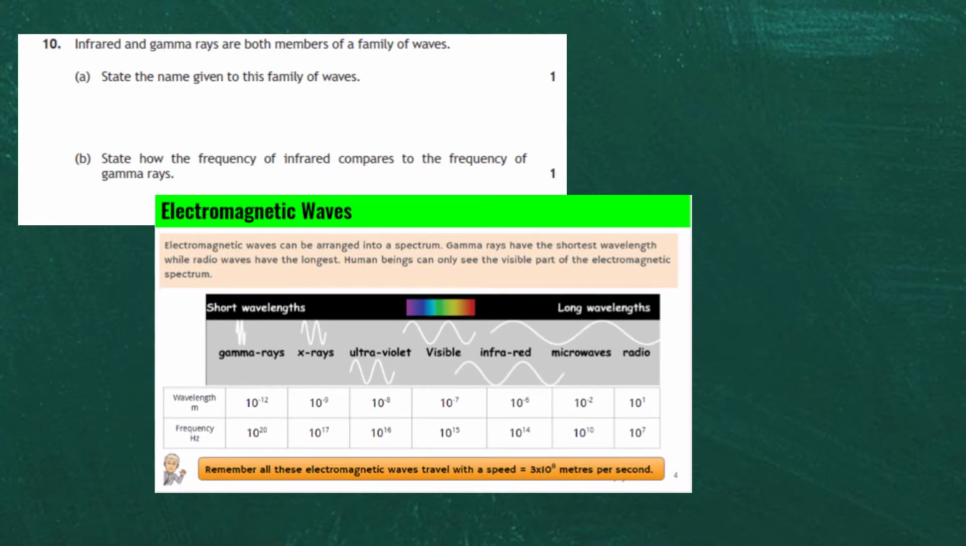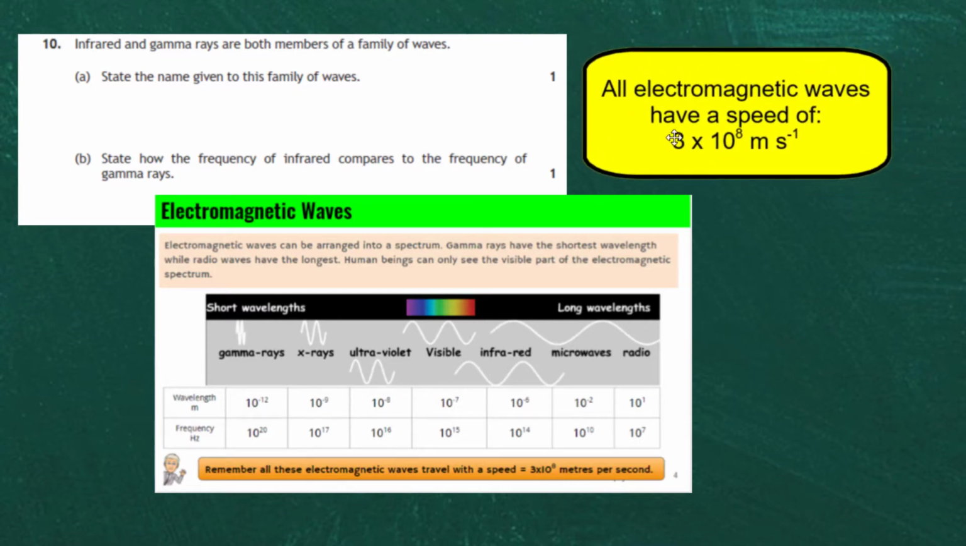The key thing about electromagnetic waves is they all travel with the speed of 3 times 10 to the power 8 meters per second. In other words, the speed of light. So they've all got the same speed, providing they're travelling through the same medium.